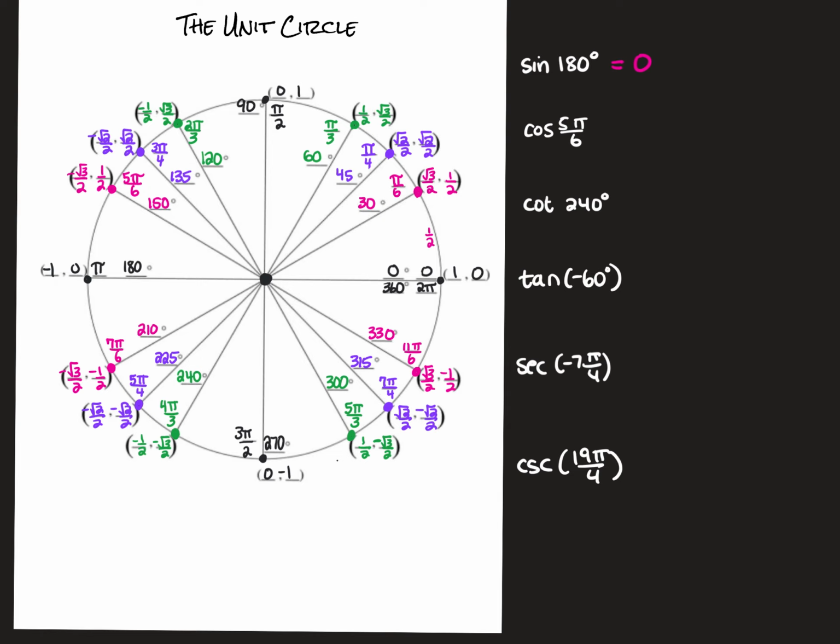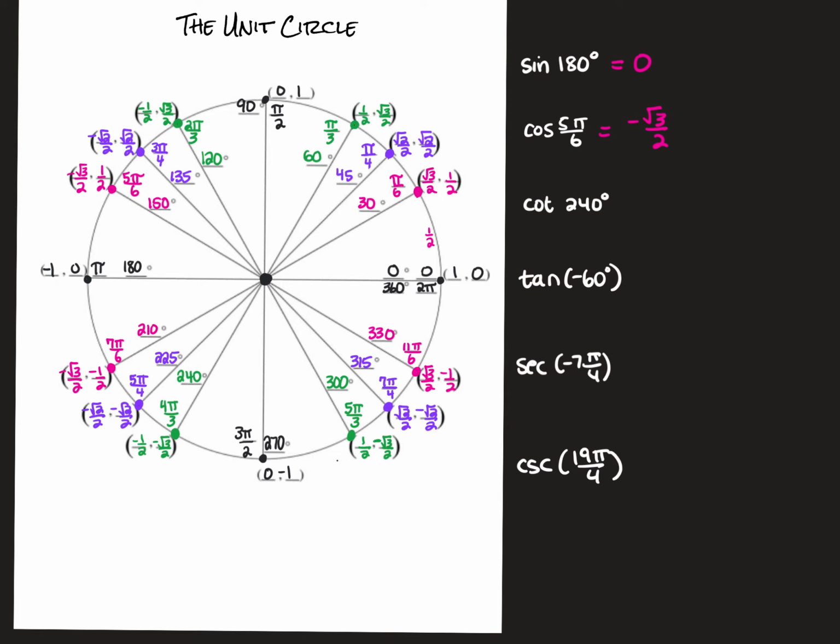Next up, we have cosine of 5 pi over 6. So we locate 5 pi over 6, and then we say that cosine is the x-coordinate of that ordered pair, so it's just negative radical 3 over 2. This is what using the unit circle will look like.